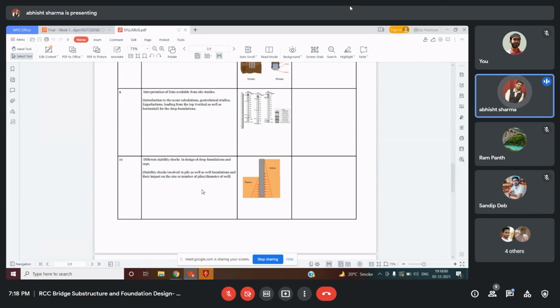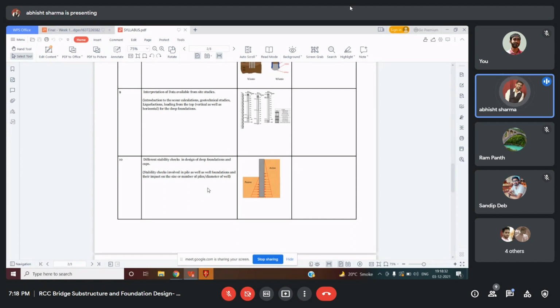Then we'll talk about the stability checks in the design of deep foundations and caps. Not only in open foundations but in deep foundations, we also have some stability checks as per IRC 78 that need to be taken care of. For example, when we are doing a well foundation, we have to check the tilt and shift, right? It should not go beyond some limitations. So we'll talk about those as well.